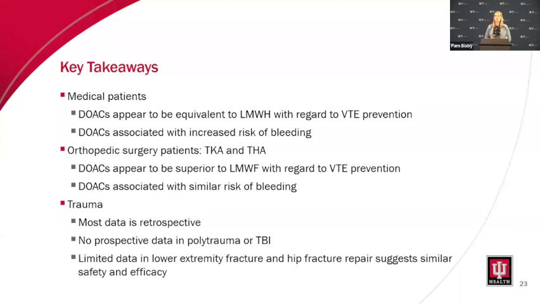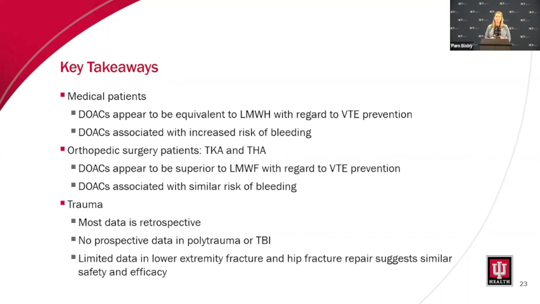Okay, so key takeaways. DOACs appear to be equivalent to low molecular weight heparin with regard to VTE prevention in medical patients, and they also, however, are associated with an increased risk of bleeding in medical patients. In orthopedic surgery patients, so in the studies that we have for total knee and total hip arthroplasty, DOACs appear to be superior to low molecular weight heparin with regard to VTE prevention, even in the short term. So even when those studies evaluated the endpoint at 14 days. DOACs are associated with a similar risk of bleeding, seemingly, in these patient populations as well. We didn't see that increased risk of bleeding when we looked at the elective surgery patient population. In trauma, most of the data is retrospective.